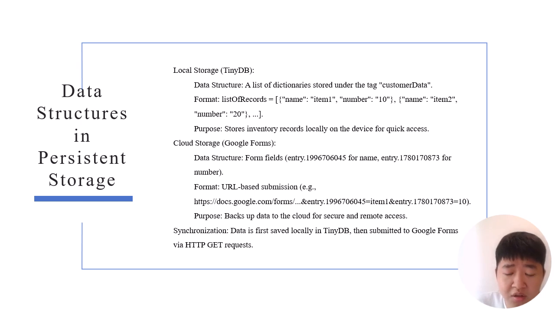For cloud storage, the app submits data to Google Forms using HTTP GET because the form has two fields, an entry for the name and an entry for the number for the quantity. The app contains a URL. This backs up data securely in the cloud. The app first saves data locally in TinyDB, then uploads it to Google Forms, providing both local access and remote backup. Next, let's look at how we tested the app.